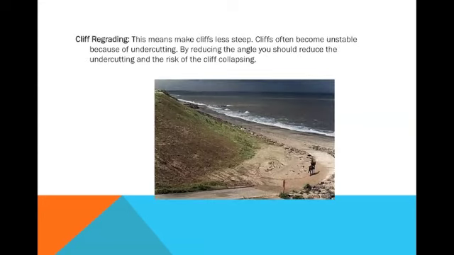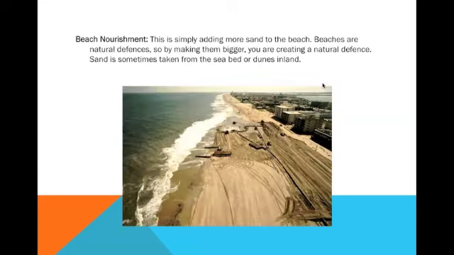Cliff regrading. This means making the cliffs less steep. So think gradient, grading, regrading. Cliffs often become unstable because of undercutting. By reducing the angle, you should reduce the undercutting and the risk of the cliff collapsing. Because look at my mouse now, if the cliff is here, then the waves will erode down here and then it'll fall down. But if it's like this, then the waves can erode all of this, so nothing's going to happen until they reach here. So, it's a good thing.